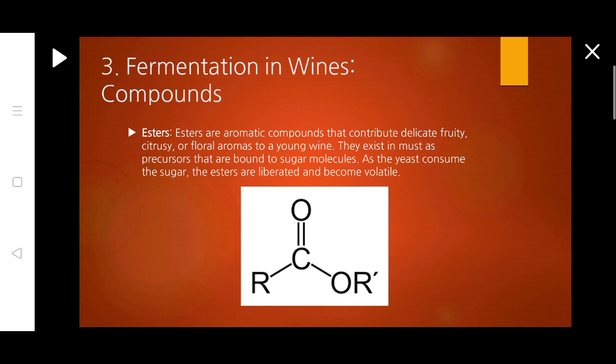First are esters. Esters are aromatic compounds that contribute delicate fruity, citrusy, or floral aromas to a young wine. They exist in must as precursors that are bound to sugar molecules. As the yeast consume the sugar, the esters are liberated and become volatile. So this is the ester compound.